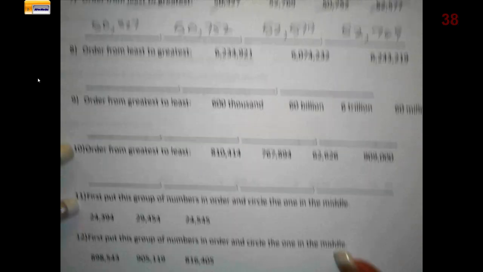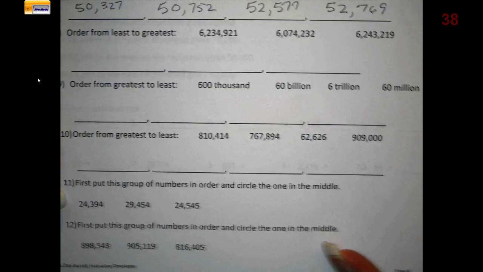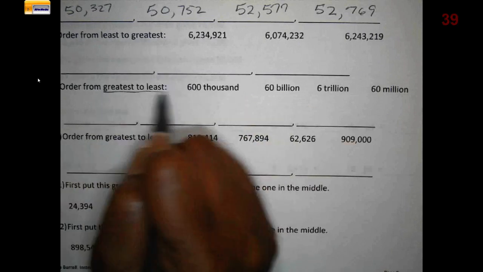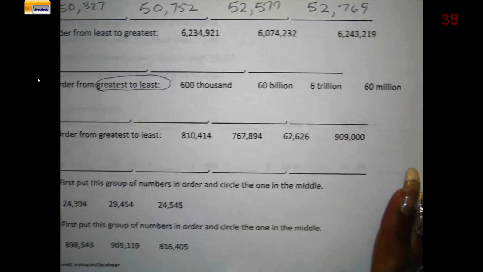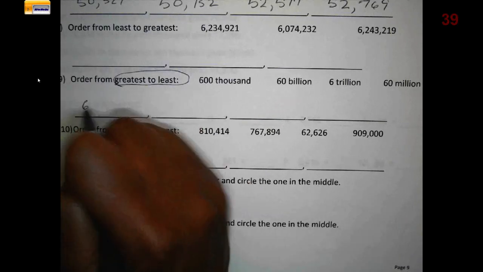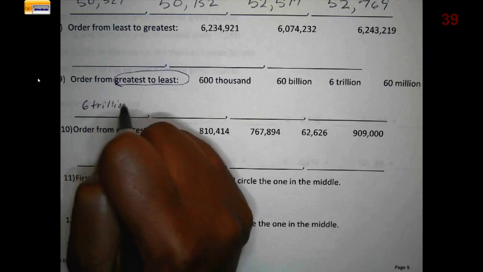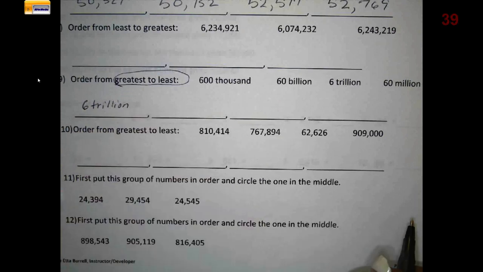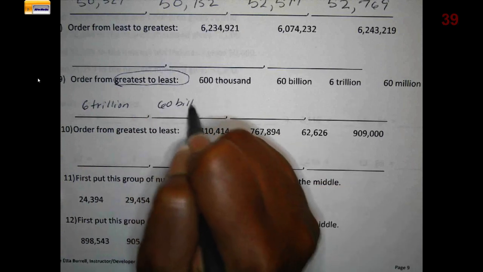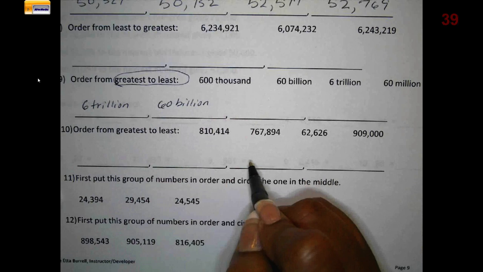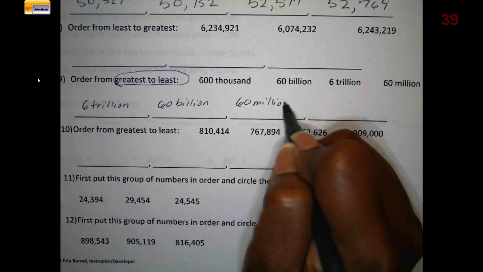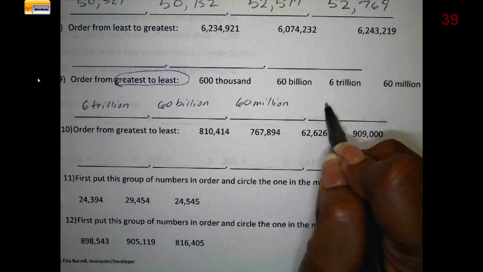On number 9, what do they want us to do? Order from greatest to least here. I like to highlight the instructions so I know what they're asking for. So what's the greatest number? 6 trillion. Then what? Then what? And then 600,000.